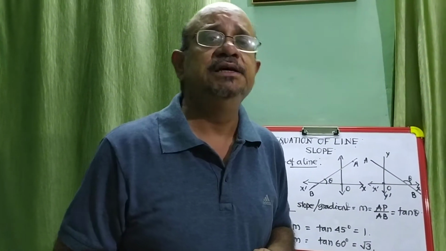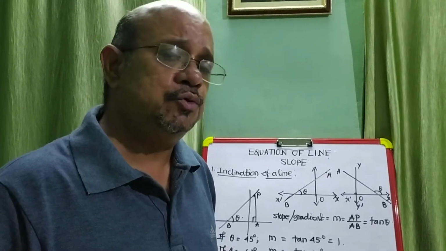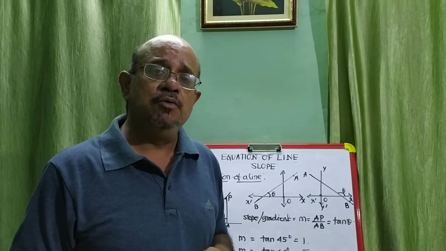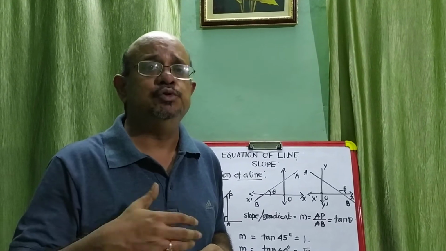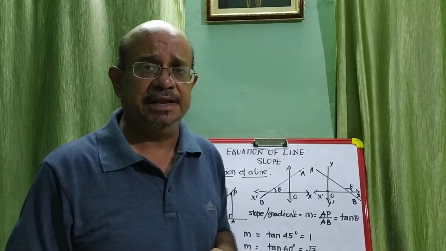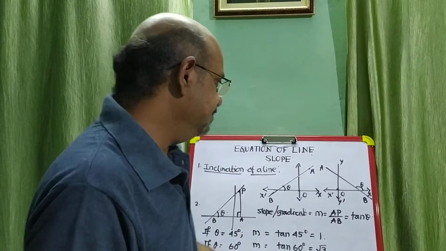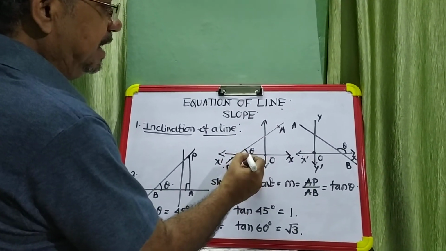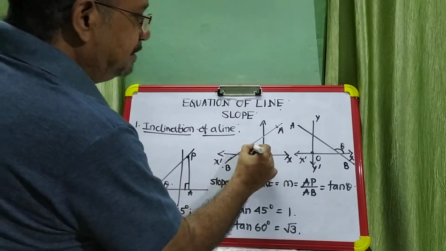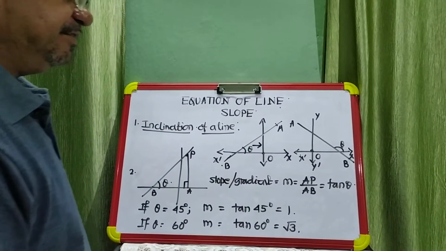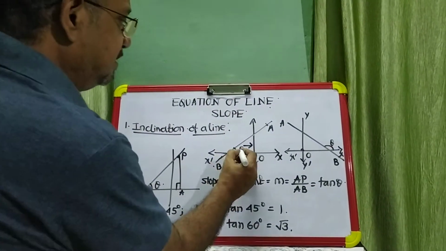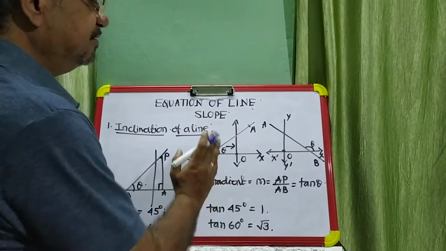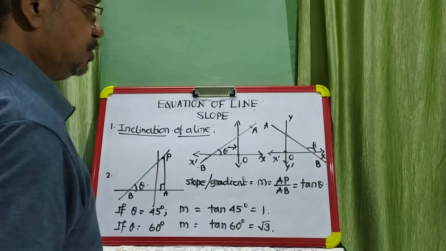Let's have a look at what is slope of a line and how to measure the slope of a line. In order to learn the slope of a line, we first have to know about inclination of a line. Let's look at these diagrams. Here is a line AB, and the line AB makes an angle of theta with the positive direction of x-axis. This angle that the line makes with the positive direction of x-axis is known as the inclination of a line.